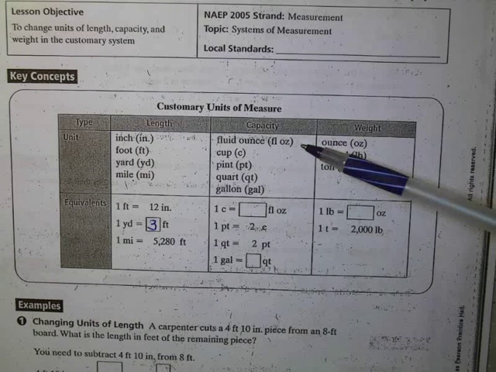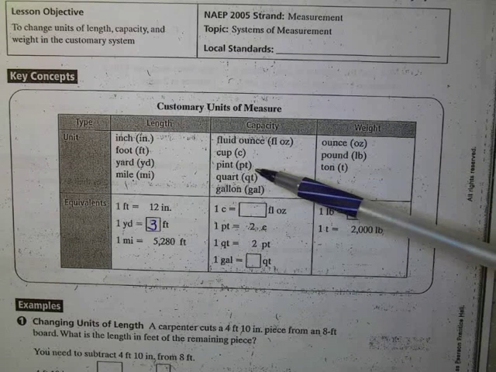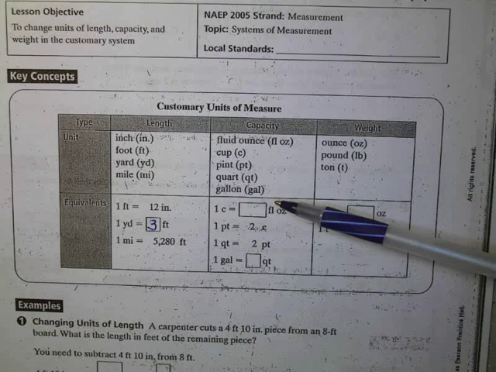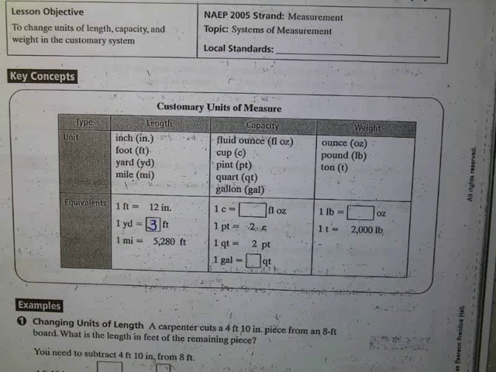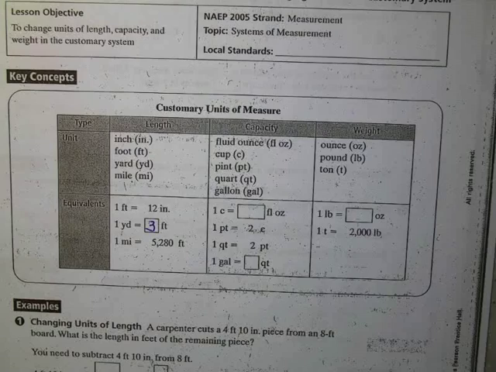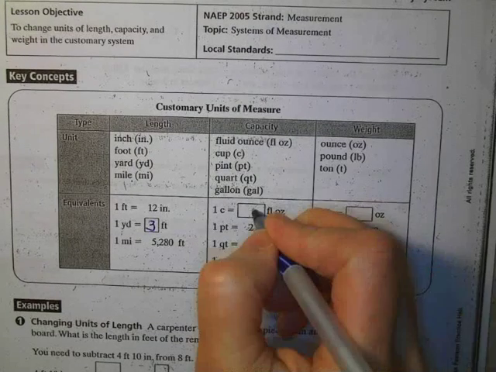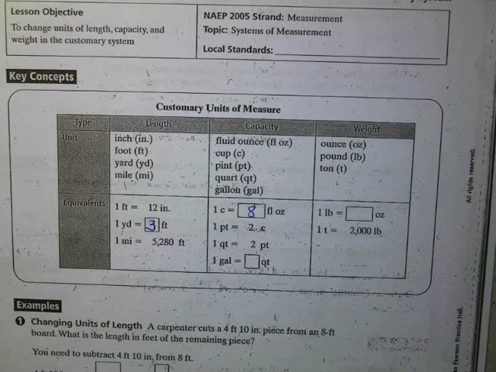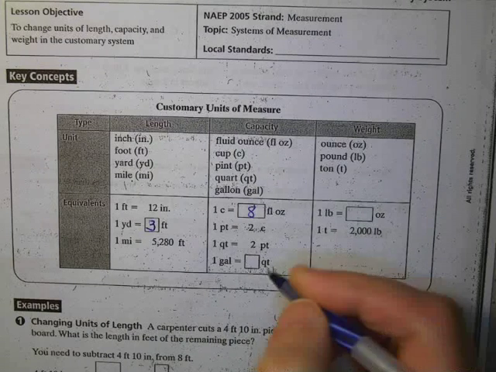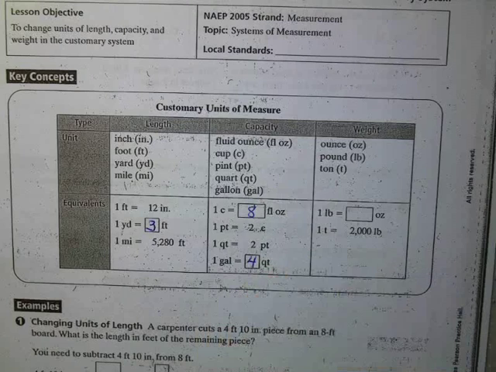Capacity. Fluid ounces, cups, pint, quart, gallon. Okay, so that's liquid measure right there. Fluid, liquid, etc. Okay, so 1 cup is 8 fluid ounces. 1 pint is 2 cups. 1 quart is 2 pints. And 1 gallon is 4 quarts.